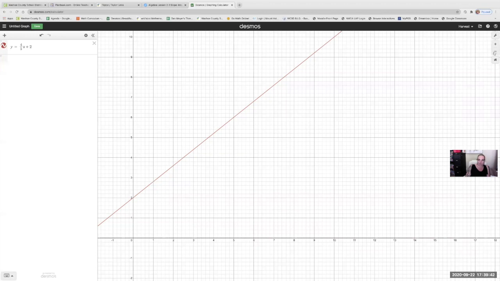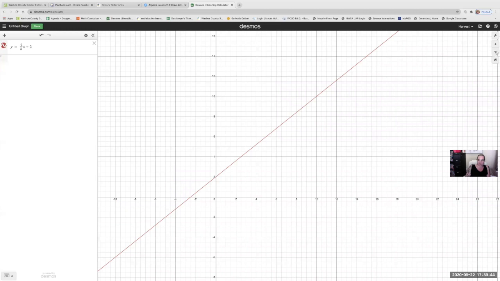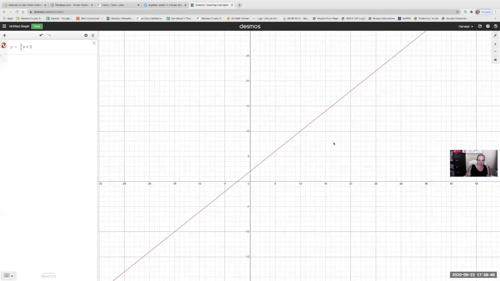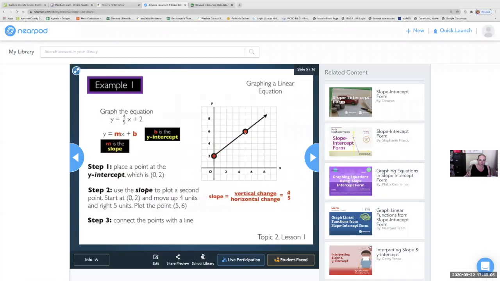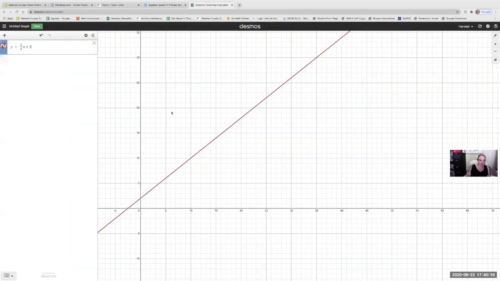But you can zoom out, click this minus button up here, and then it's set up where each line is a unit. So it goes up 4 over 5, and here's that next point at 5 and 6, just like our graph showed on the Nearpod. So it's a really nice tool to have, to always check your graphs and make sure that you're graphing correctly.